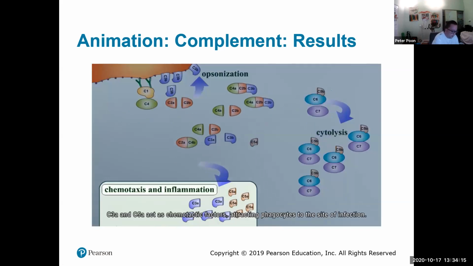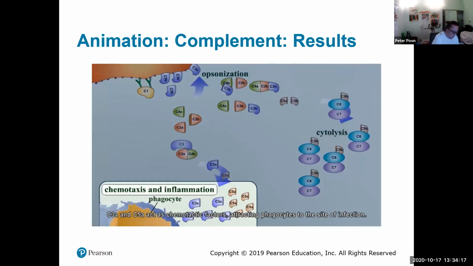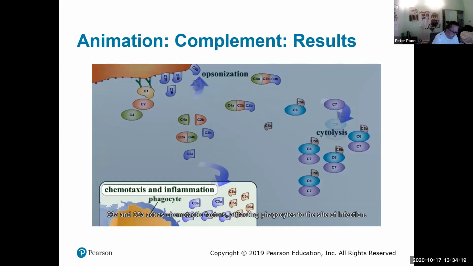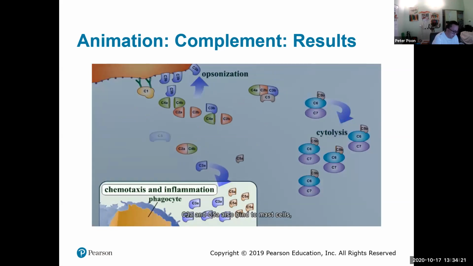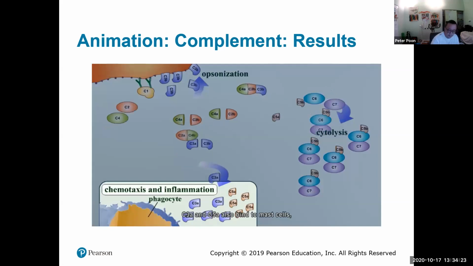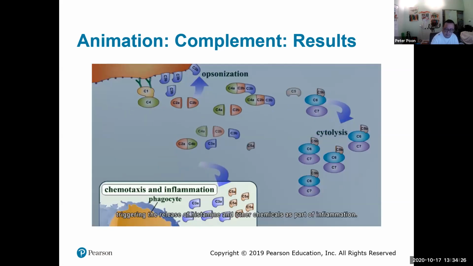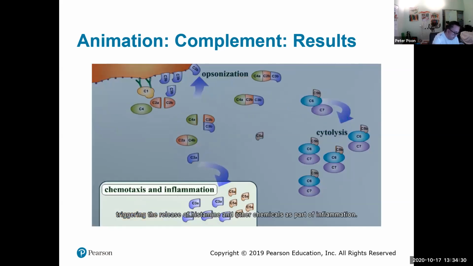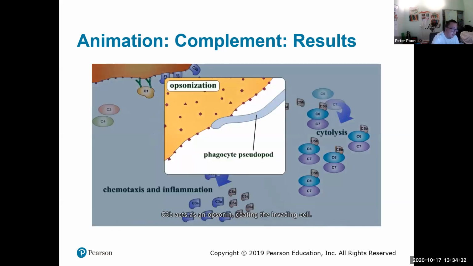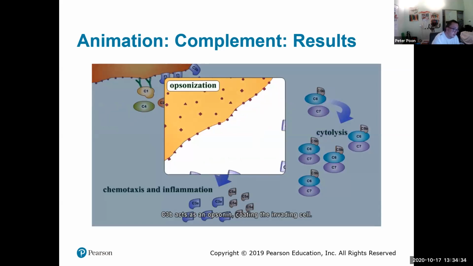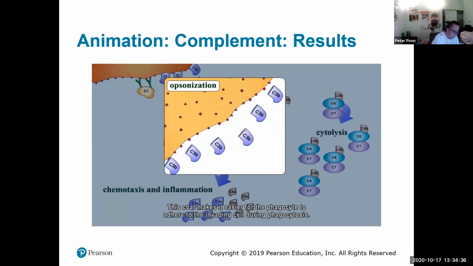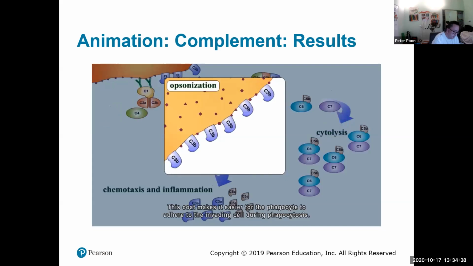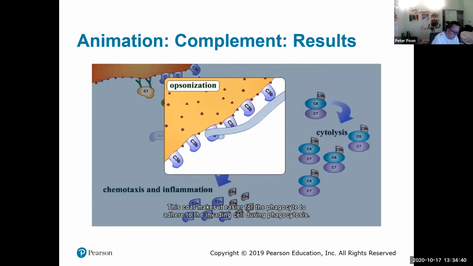C3a and C5a act as chemotactic factors, attracting phagocytes to the site of infection. C3a and C5a also bind to mast cells, triggering the release of histamine and other chemicals as part of inflammation. C3b acts as an opsonin, coating the invading cell. This coat makes it easier for the phagocyte to adhere to the invading cell during phagocytosis.